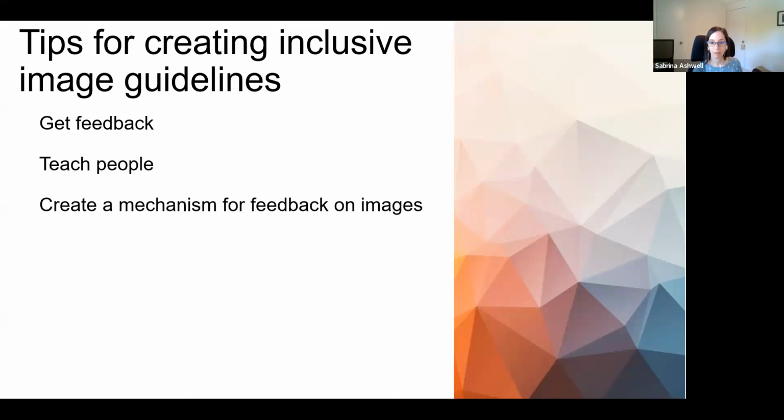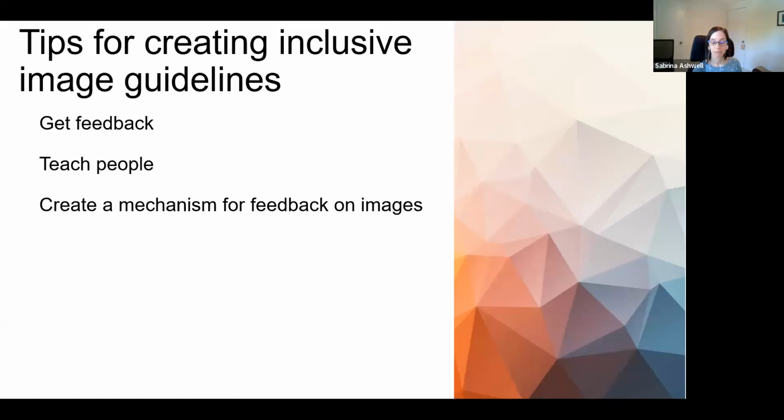For the next tip, I'm going to spend a bit of time on it. So just fair warning that we're going to be spending some time on this point because it's very important. I recommend creating a mechanism for reviewing images for inclusivity and for people to ask for and receive feedback on images. It should be a place where people can ask questions about images without judgment or fear of being shamed. This will help people put the inclusive image guidelines into practice.